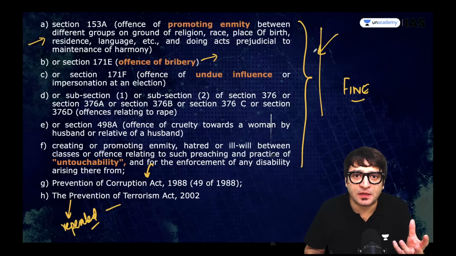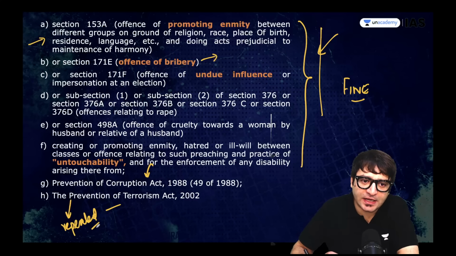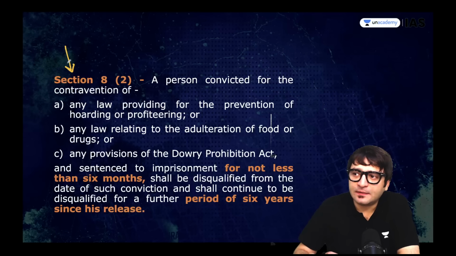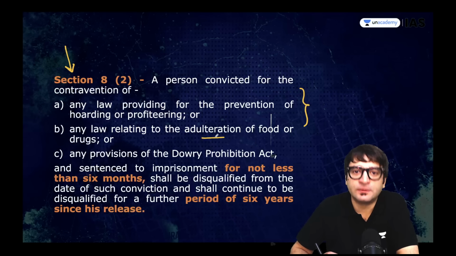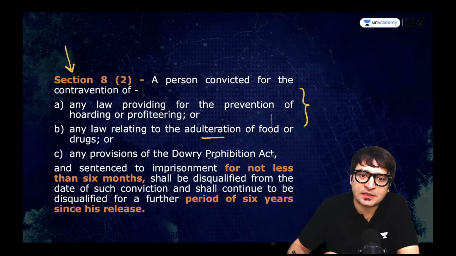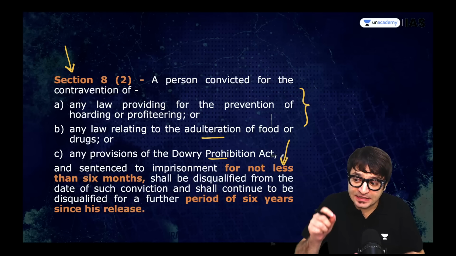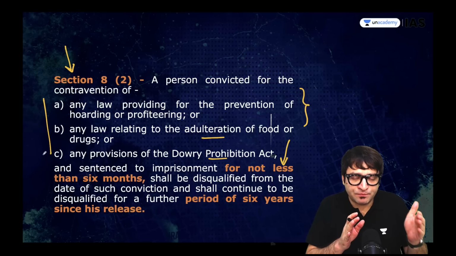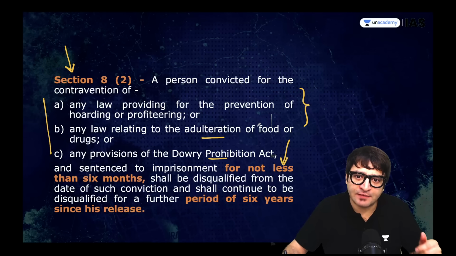Which means the Representation of the People Act talks about qualification of members, and it also talks about disqualification. Now listen to me carefully. Disqualification under Section 8, Clause 2. If I am a legislator and I am found guilty of violating a law meant to prevent hoarding or profiteering, or I resort to adulteration of food, or I am found guilty of violating the Dowry Prohibition Act, and I am sentenced to imprisonment for less than 6 months, I will not be disqualified. But if I am sentenced to imprisonment for 6 months or more, I will be disqualified.